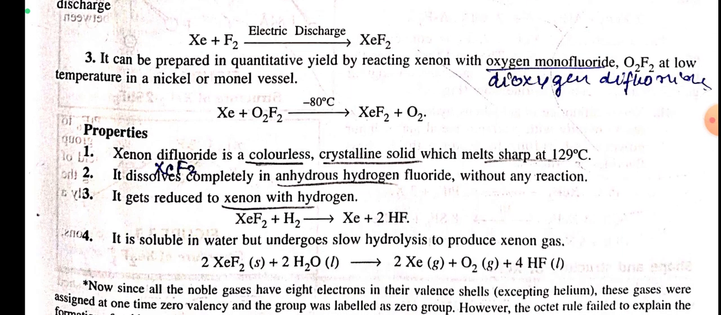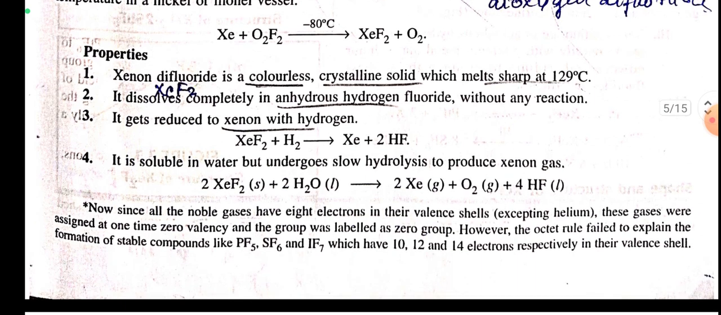It can be prepared in quantitative yield by reacting xenon with dioxygen difluoride at low temperature in a nickel or Monel vessel. Xenon reacts with O2F2 at minus 80 degrees Celsius to give xenon difluoride and oxygen. Properties. Xenon difluoride is a colorless crystalline solid which melts sharply at 129 degrees Celsius. It dissolves completely in anhydrous hydrogen fluoride without any reaction.